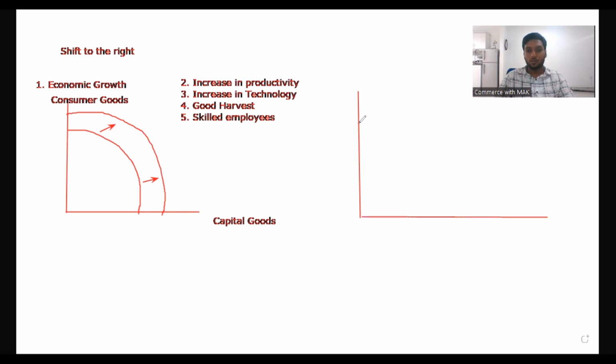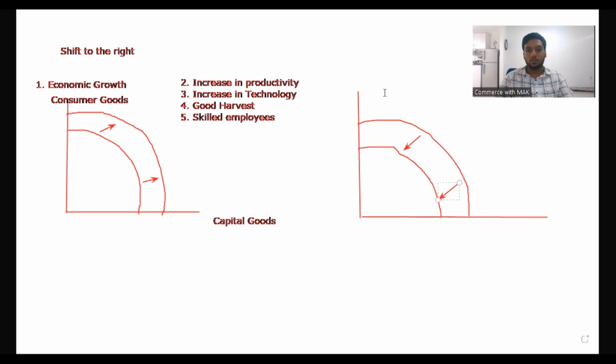Shift to the left. Draw a curve inside. Right, I'm not good at drawing. I'm using my laptop curve. These curves should not be crooked. They should be in a proper straight line when you're drawing. Don't draw like me, it's very ugly. So draw it in a correct way and show the curves going inside.